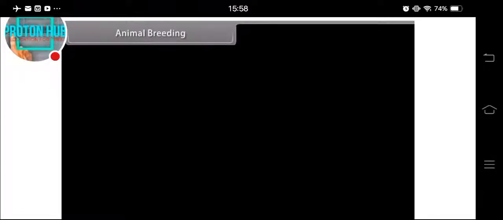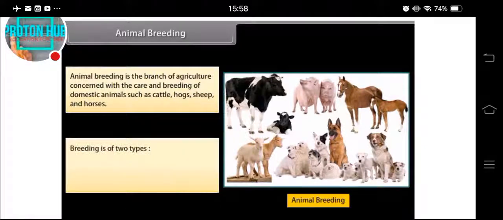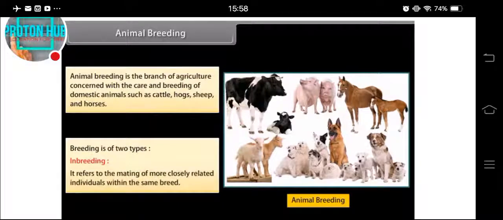Animal breeding. Animal breeding is the branch of agriculture concerned with the care and breeding of domestic animals such as cattle, hogs, sheep, and horses. Breeding is of two types. Inbreeding. It refers to the mating of more closely related individuals within the same breed.